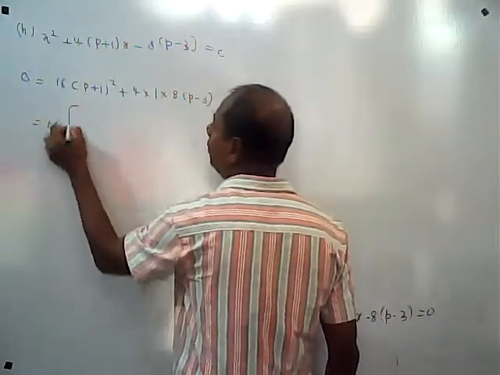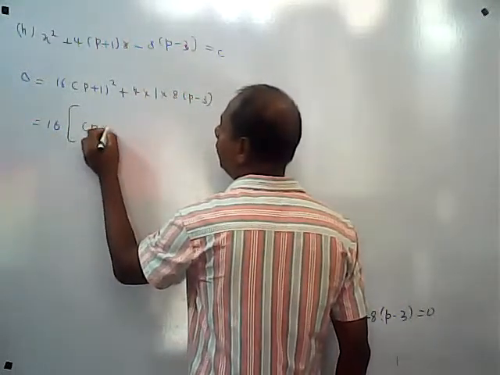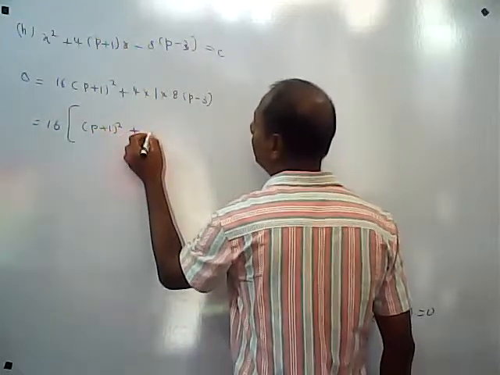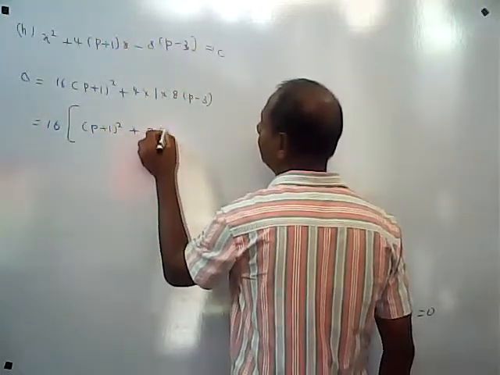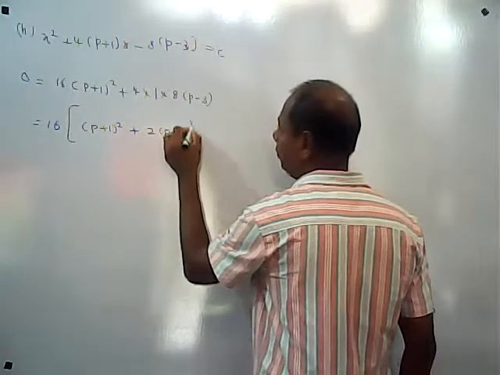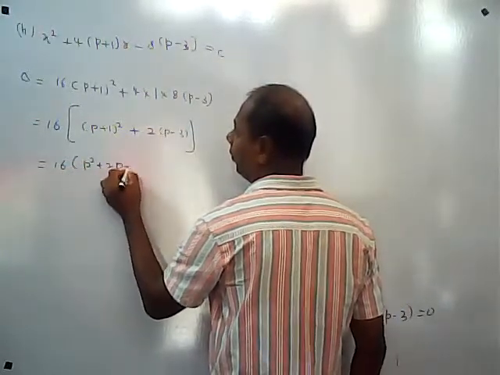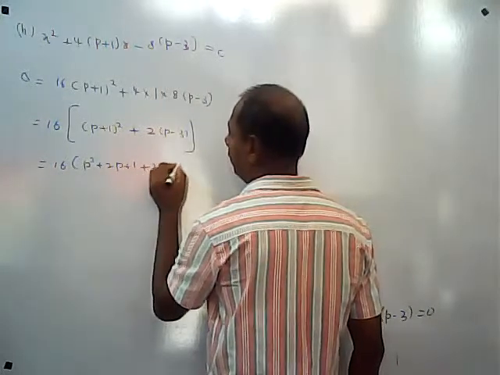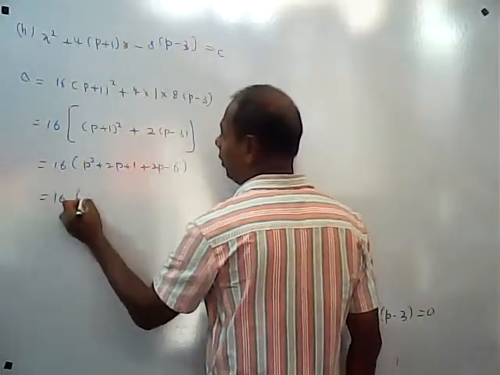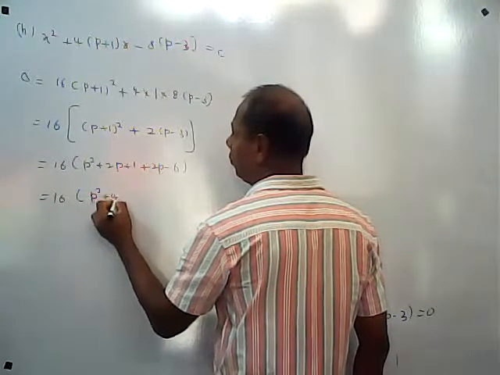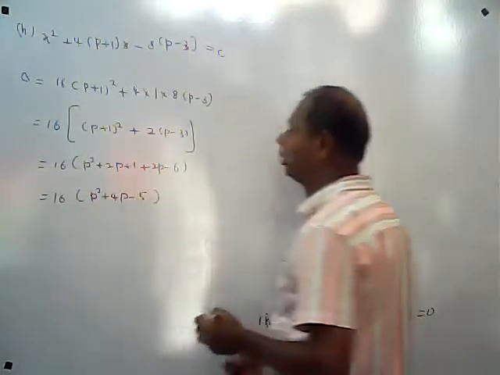If something is common, you can take it out. P square plus 4P minus 5.